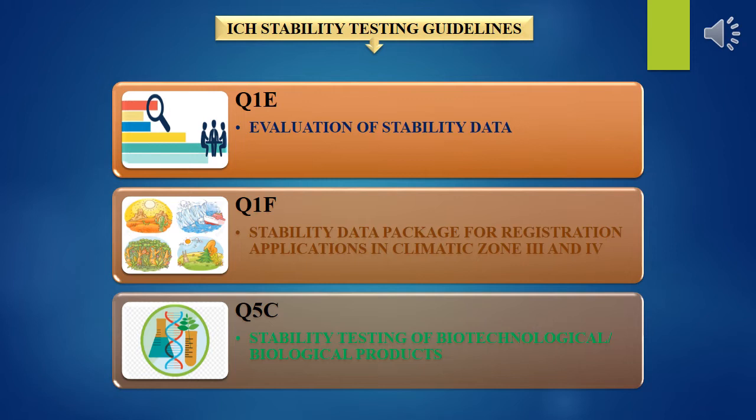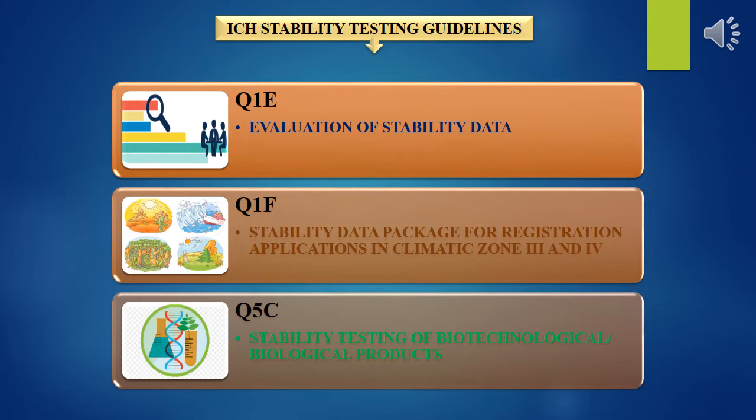Now continuing with ICH stability testing guidelines. Q1E is for evaluation of stability data, and Q1F is for the stability data package for registration applications in climatic zones 3 and 4. We'll see in the coming slides what climatic zones 3 and 4 are. Then Q5C is for stability testing of biotechnological and biological products. For a clear idea, you can observe the images given near each guideline.